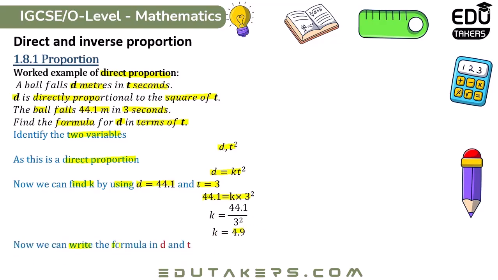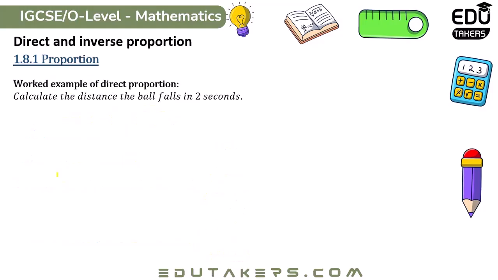Now we can write the formula in terms of d and t. So d will be equal to 4.9 t squared. Now put the value of t in d equals 4.9 t squared. So d is equal to 4.9 times 2 squared and d is equal to 19.6.